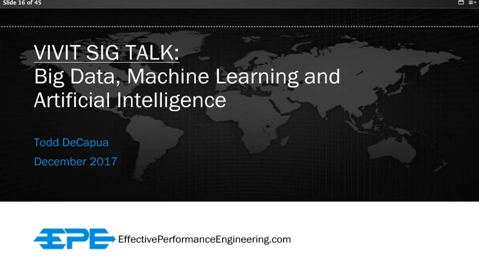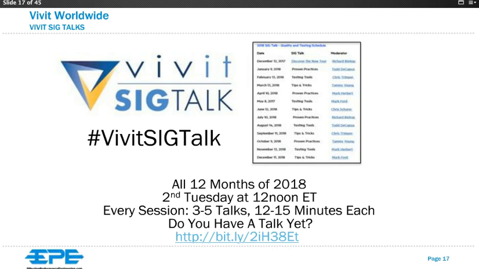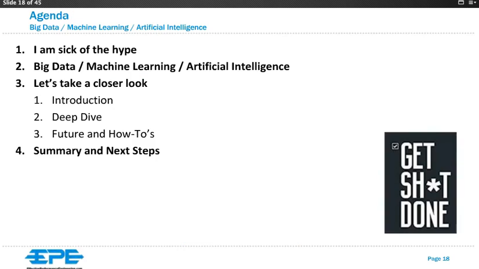So let's get started. Again, we're going to talk about big data, machine learning, and also artificial intelligence. So a lot to go on here. You can see this is the calendar that we've got for the next 13 months, including today. There's the hashtag VivitSigTalk for you guys that also need it visually. And here's kind of the objectives of how we will be accomplishing this, and the dates and the times, as well as a link to fill out a survey, because if you don't have a talk yet, we would love to provide you, the community, with an opportunity to share your ideas, just as Richard, myself, and Chris are going to be doing today. So with that, let's kick it off.